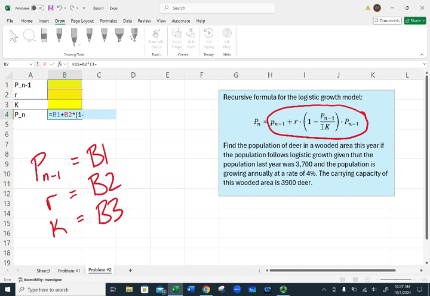Then I see this fraction. Remember, fraction means division, so it's the slash. So Pn-1 divided by K. So Pn-1, I'll click on B1 over K. So I'll click on B3, close parentheses, and then I'm at the end of the equation here, multiply by Pn minus 1. So times B1 again. So you see B1 3 times over here in the formula. That's because you see Pn minus 1 3 times in the formula.